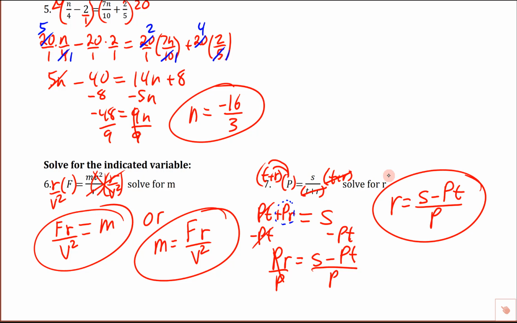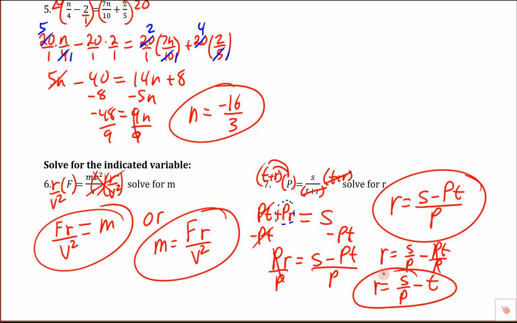Now, if you wanted to get a little bit fancy and clean this up just a little bit, there's nothing wrong with leaving it like this. We could break this into two fractions. We could do this as S over capital P and then minus PT over P, and then we could cancel those P's off right there. So this would be R equals S over P minus a plain old T. Either one of those is fine.